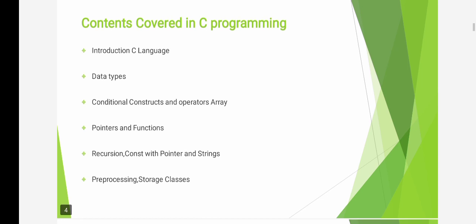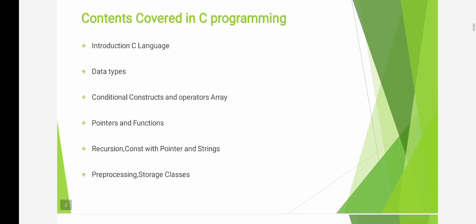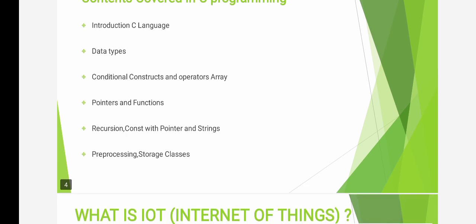The contents covered in C programming are Introduction to C language, data types, conditional constructs and operators, arrays, pointers and functions. Then recursion, constants with pointers and strings, preprocessing and storage classes.